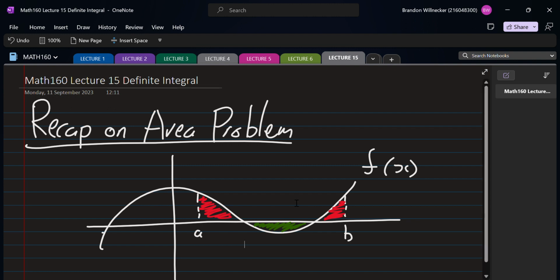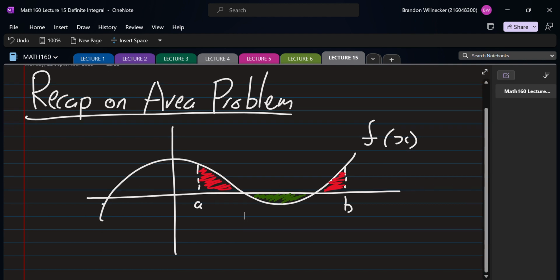In terms of the area problem, a negative area, or a signed area, is just a way of telling us if the area is either above the x-axis or below the x-axis. Here we see these red parts are above the x-axis, so we regard those as having positive area. This green part lies below the x-axis, so we say that it has negative area. The area is still positive, we just give it a negative sign if it is below the x-axis.